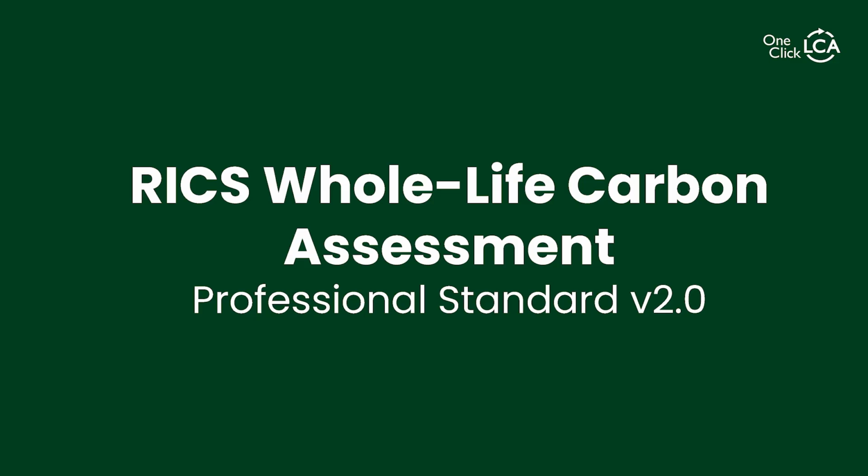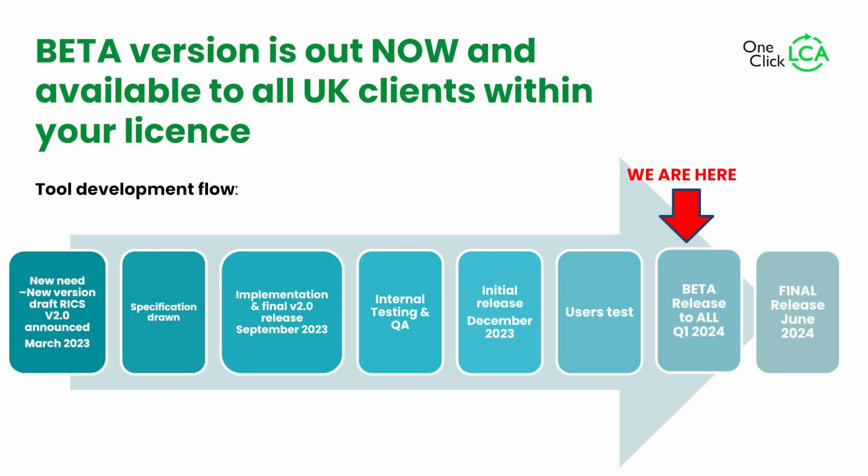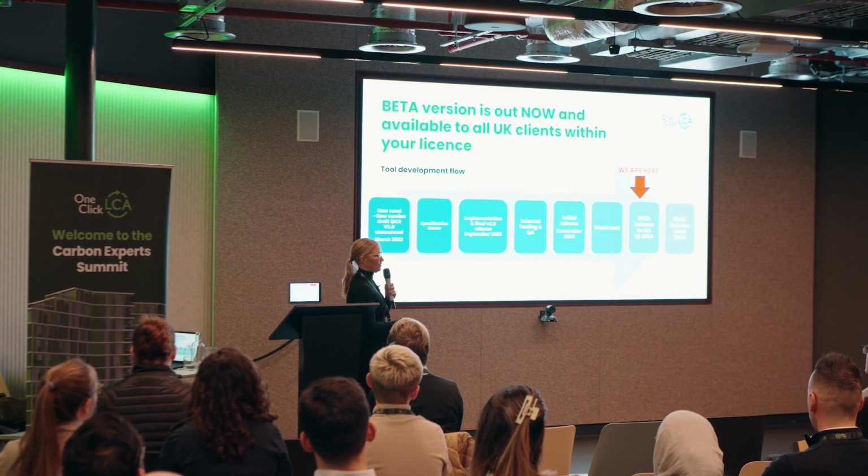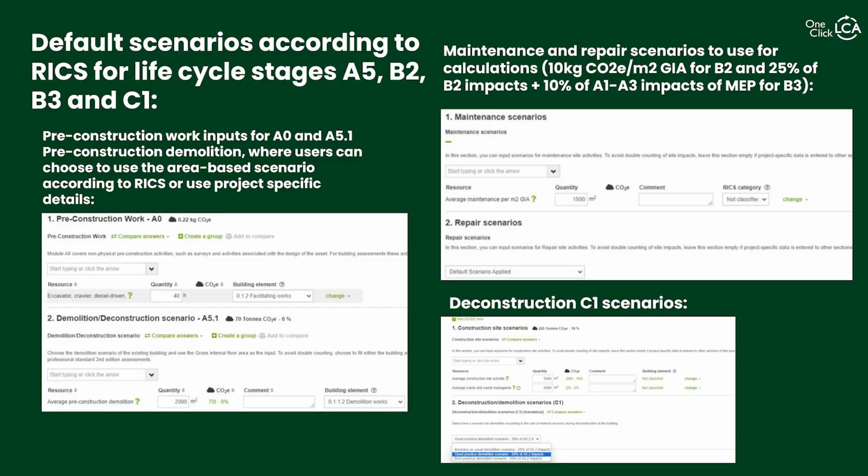So the RICS Whole Life Carbon Assessment, the professional standard version 2, is coming mandatory in July. We've been going through the tool development and we're nearly there. The beta has been released. It's out now. It is in your license if you have a UK Building license, that is, not EPD. So you'll find it in the tool selection.